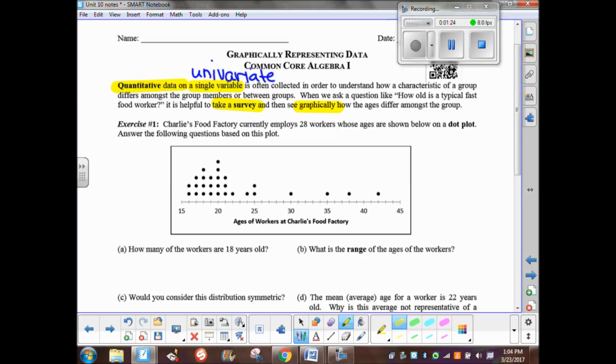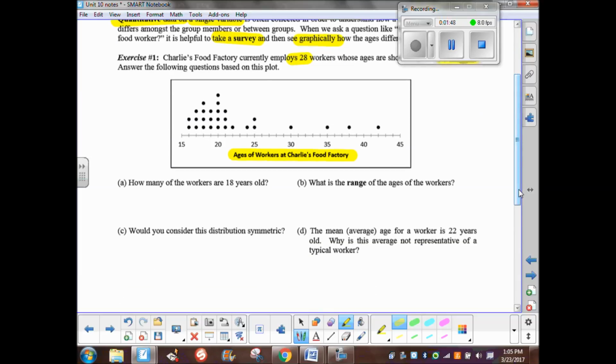It says Charlie's Food Factory currently employs 28 workers. Those ages are shown below on a dot plot. That's what that's called, a dot plot. Okay, big deal there. You see a bunch of dots. So based on that, we're going to answer the question. It says ages of workers at Charlie's Food Factory. And those dots represent the number of people that are those ages.